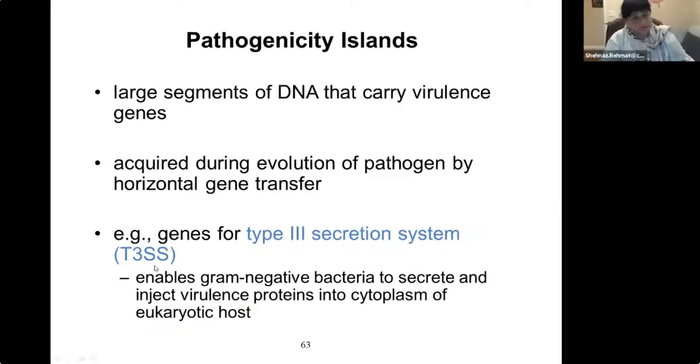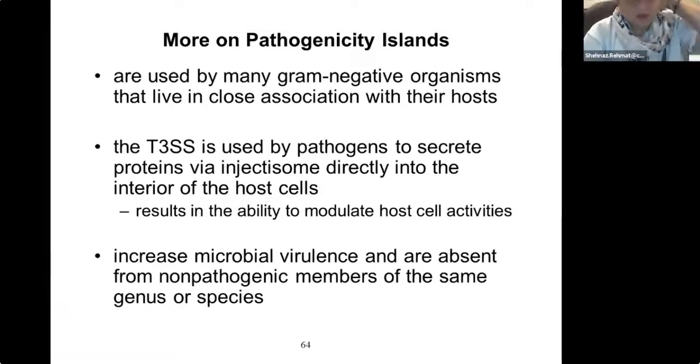So this type 3 secretion system enables your gram-negative bacteria to secrete or inject virulence proteins directly into the cytoplasm of the eukaryotic host. It seems this system is also used by many gram-negative bacteria that live in close association with the host. So those that are sitting in our colon or intestinal tract may be injecting some of their proteins directly into the host system.